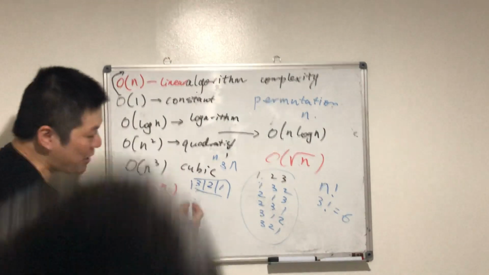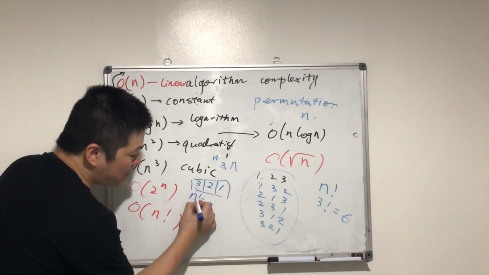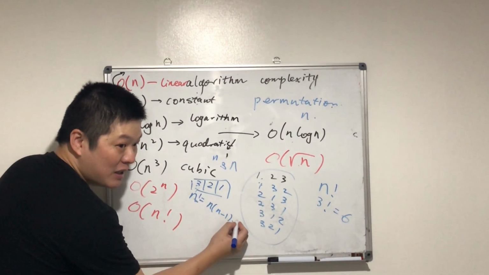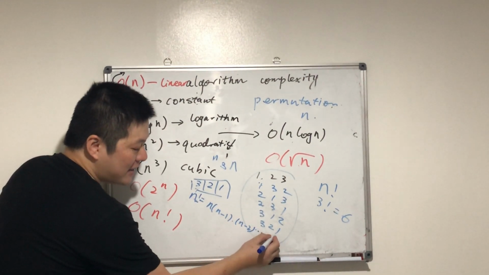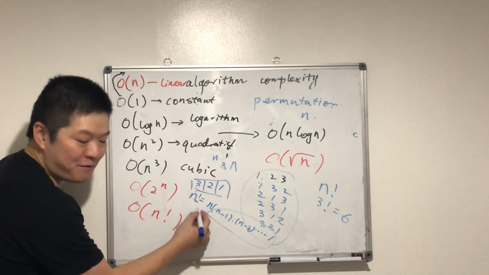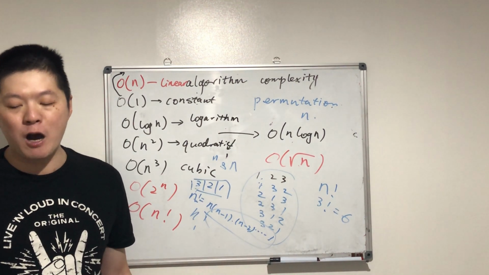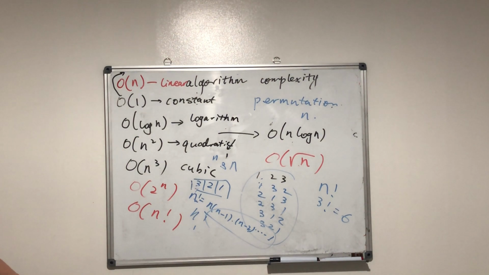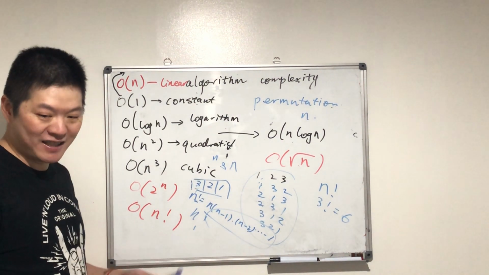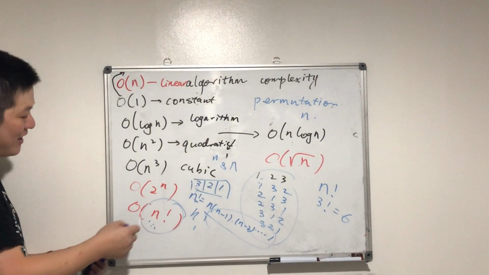You see? So if there are n numbers, I can do it this way: n times n minus 1 times n minus 2, and so on until 1. So this is exactly n factorial. Do you get it? If I tell you there are 4 numbers, 1, 2, 3, 4, how many permutations are there? 24. Yes, exactly. So this is called factorial, right?